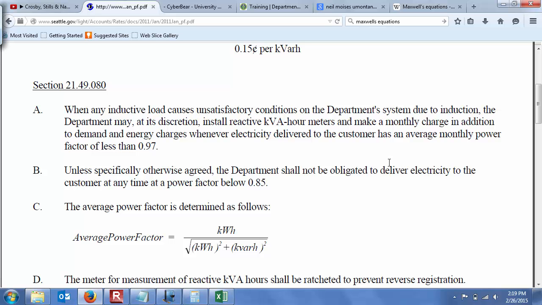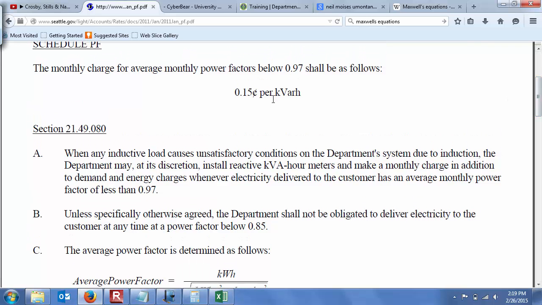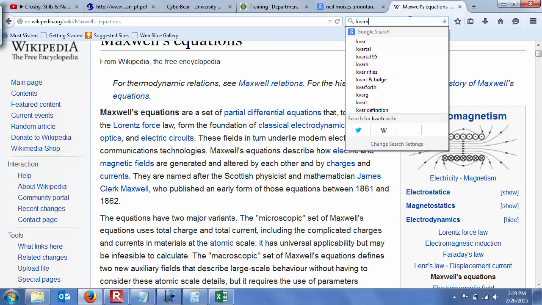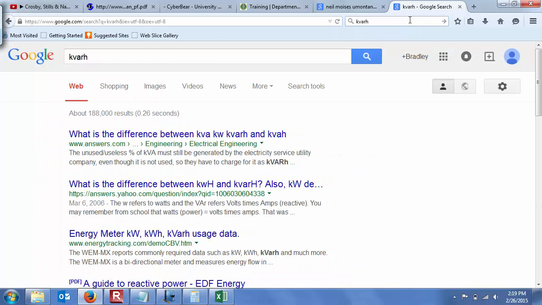What's that R doing in there? I mean, I can see kilovolt amp hours, but what's the R? Right? Kilovolt amp hours. Google should know.